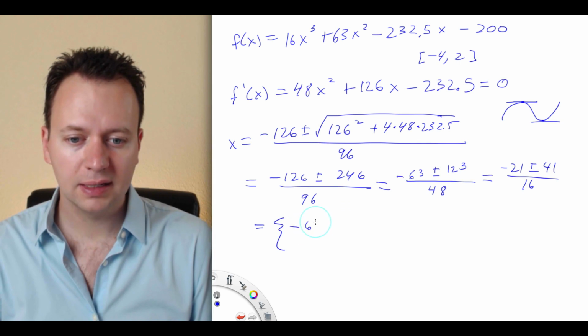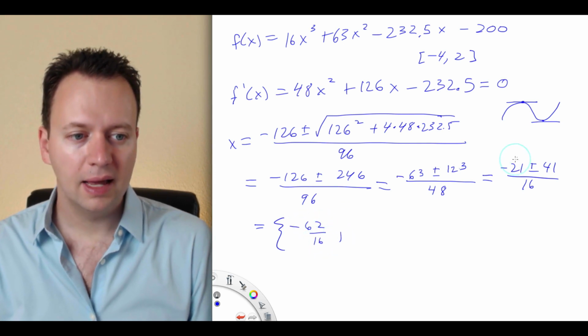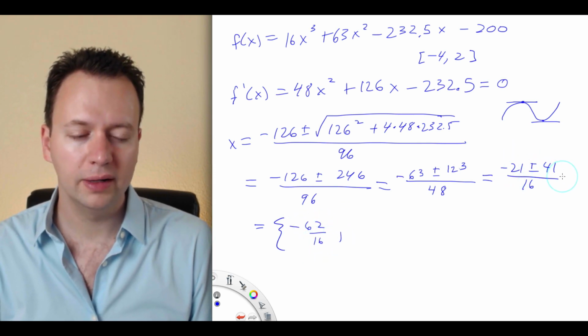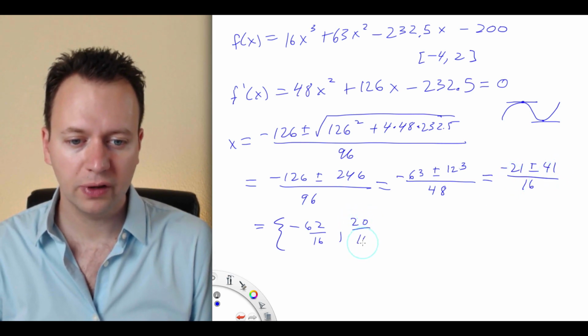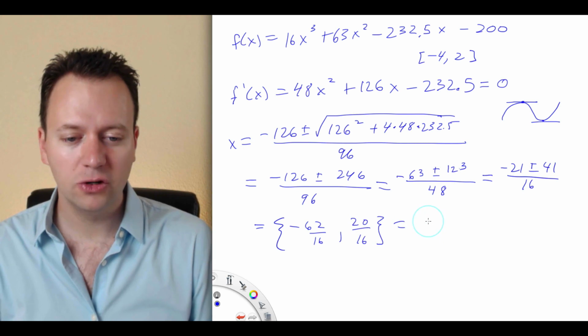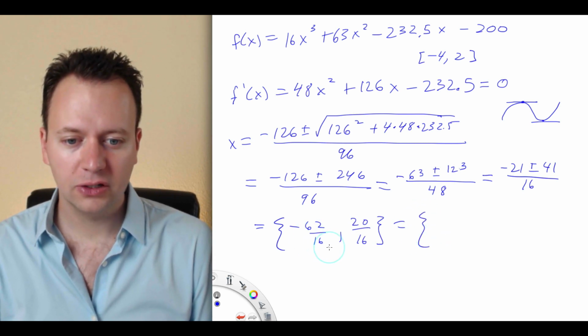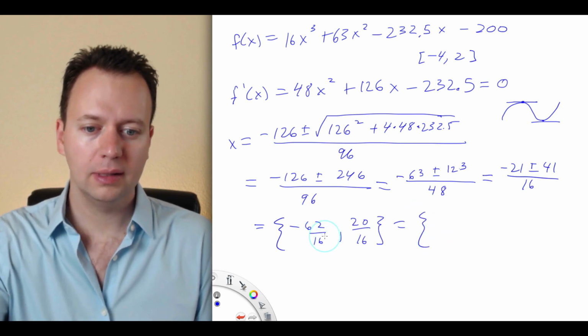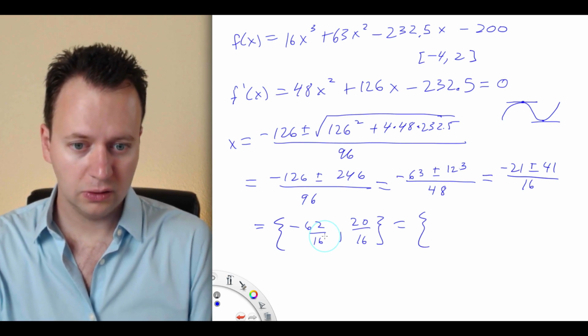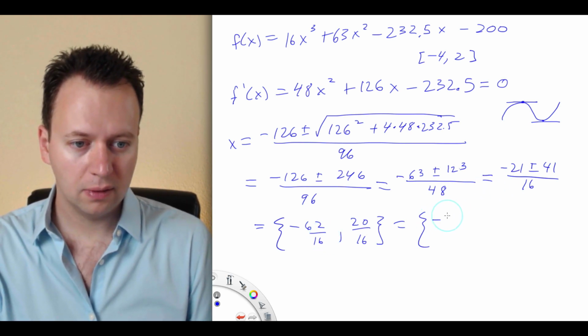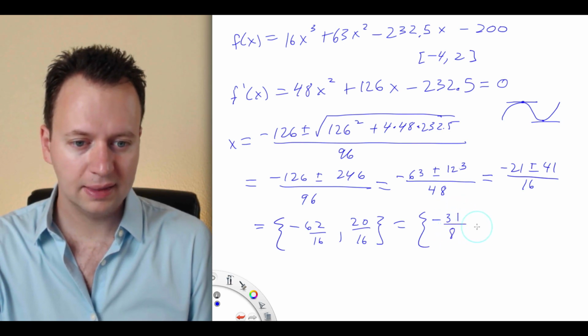So we get minus 62 over 16, and then negative 21 plus 41, that's the same as 41 minus 21, which is 20. So that's 20 over 16. And then these can individually be simplified. 62 over 16 is going to be negative 31 over 8, and then 20 over 16 is 5 over 4.